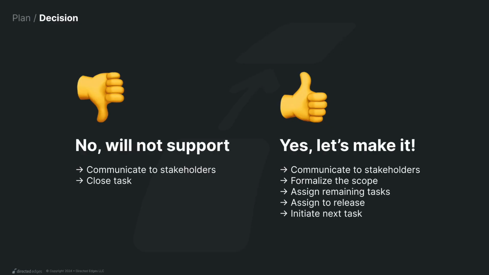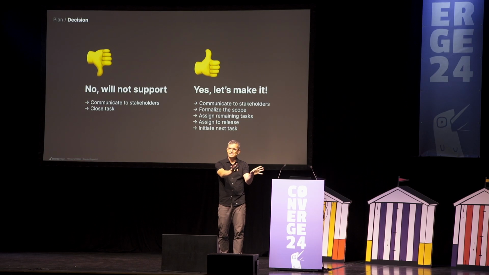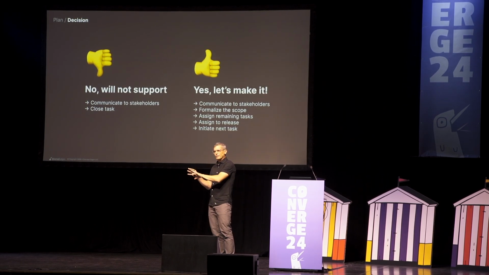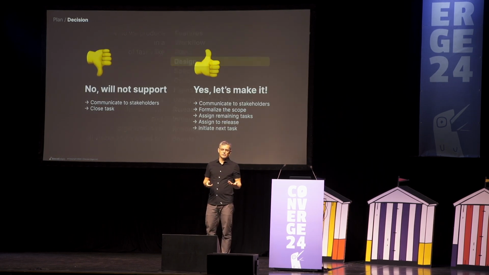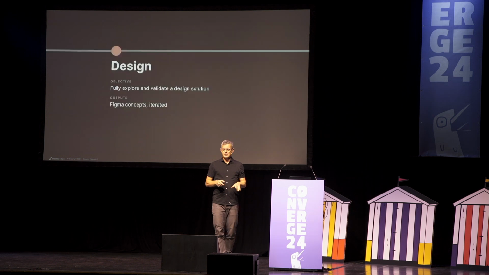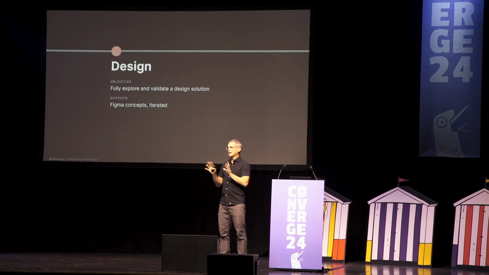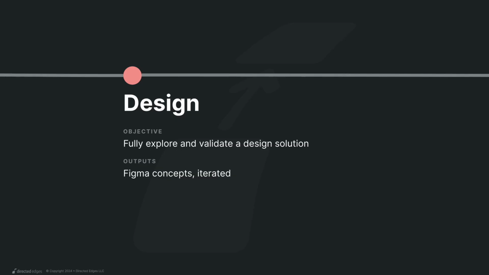But at the end of the plan step, the whole purpose from a workflow perspective is, are we going to make this thing? Because if not, that's it. There's no further tasks. Can we still communicate that to the stakeholders that we're asking for it or potentially impacted by it? But if it is, we're going to pursue it, then we still communicate it. The scope is formalized, and then we're assigning all the remaining tasks. We're making sure we're getting a sense for where we're going to release the thing, and then we can get started or continue on with design that might have already started, frankly. And so that design process is something that enables us to fully explore and validate the design solution. And typically people are iterating in Figma to do these kinds of steps.